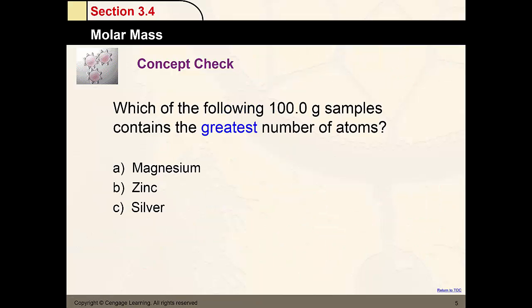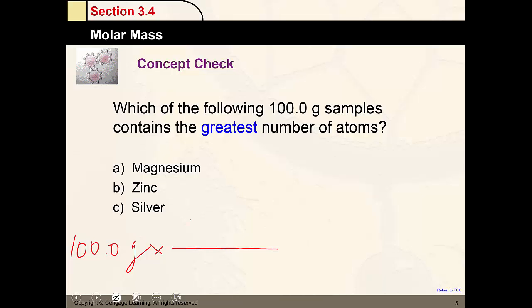You should also be able to make comparisons between different masses of different atoms. Let's say we have 100 gram samples of magnesium, zinc, and silver, and you have to figure out which one contains the greatest number of atoms. So we have to think about how we are going to set up this problem. We know from what we just did, grams to atoms. So we start out with 100 grams of each one.